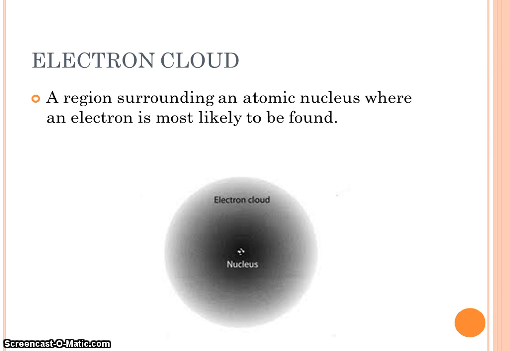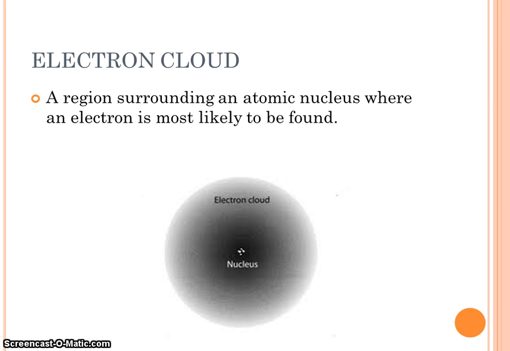Okay, so we have the electron cloud video, and you got a little bit of quick information there about that, but basically what you need to know is pretty simple. The electron cloud is a region surrounding a nucleus where an electron is most likely to be found. So the electron cloud is a place where you're most likely going to find electrons.